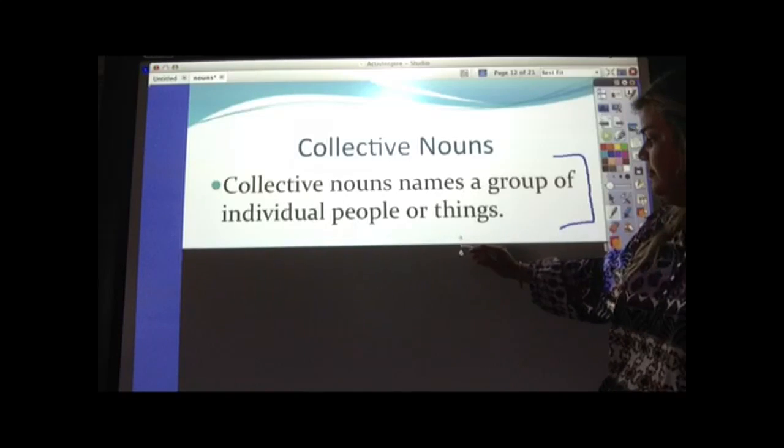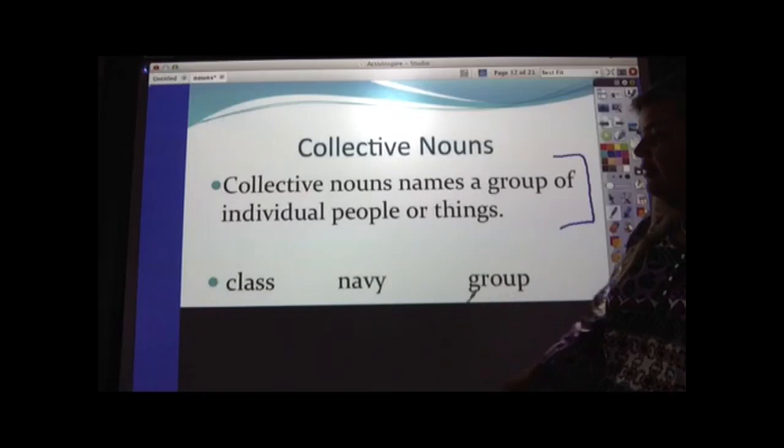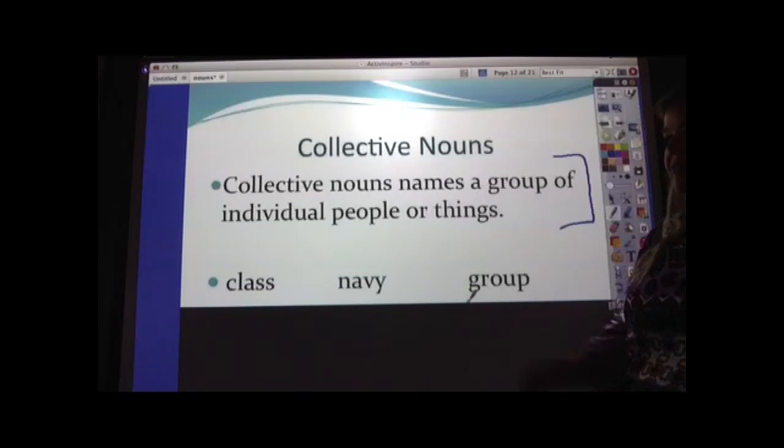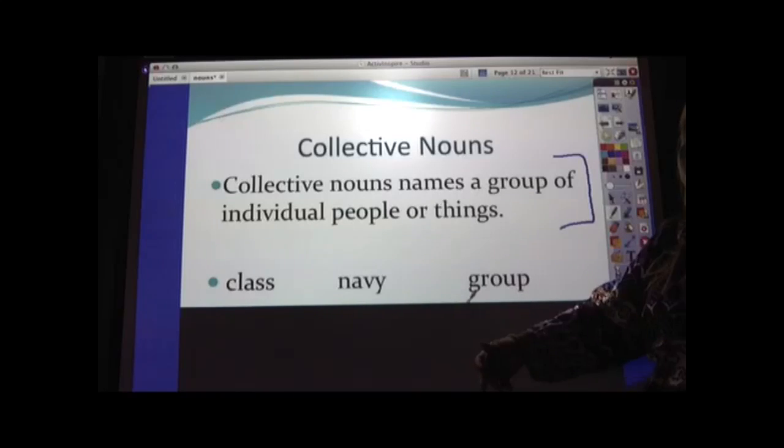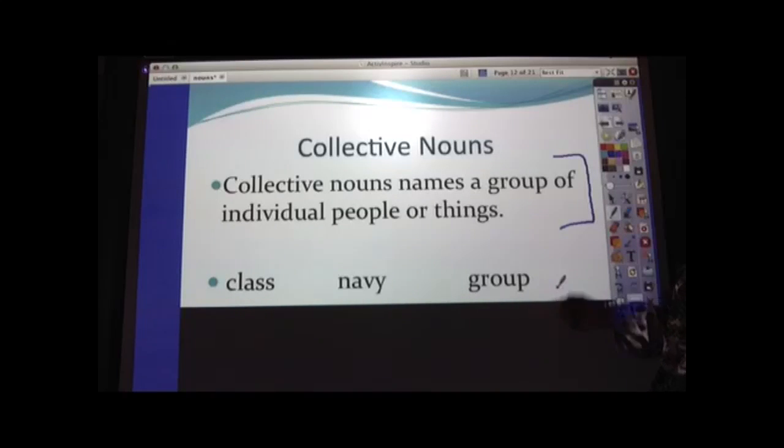For example, here are some common ones that you might see. A class of students. The Navy, okay, that's a group of ships. A group, yeah, there we go, a group.